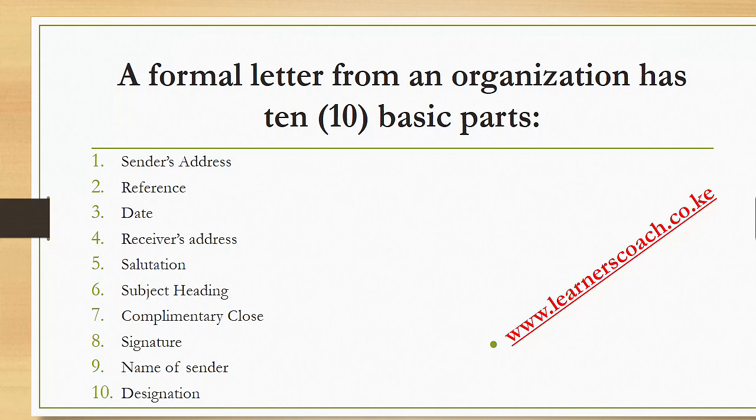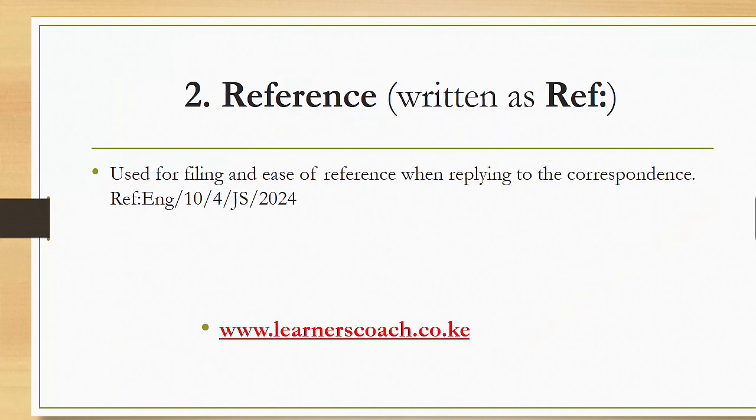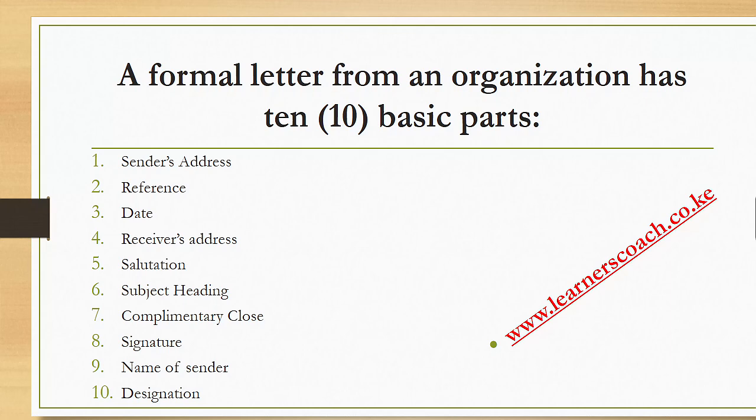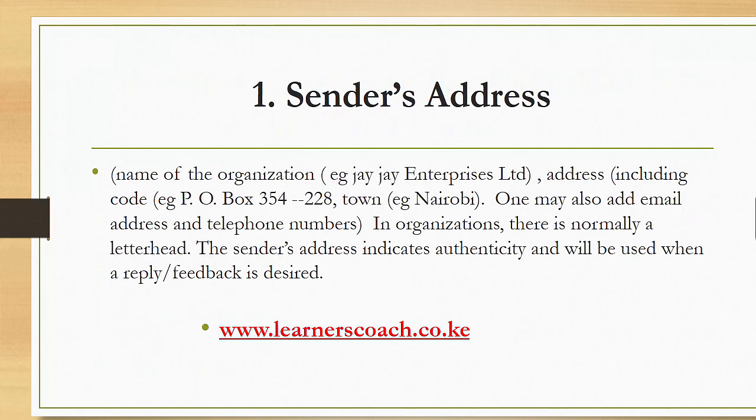So I'll start by looking at the sender's address, and kindly take note of this particular arrangement so that you follow it in a step-by-step manner. As you can see, the first step is to have the sender's address, right? The sender's address should include the name of the organization, for example, if you're writing a complaint letter. And for those of us who are writing an application letter, you might omit that, right? And maybe start from the PO box.